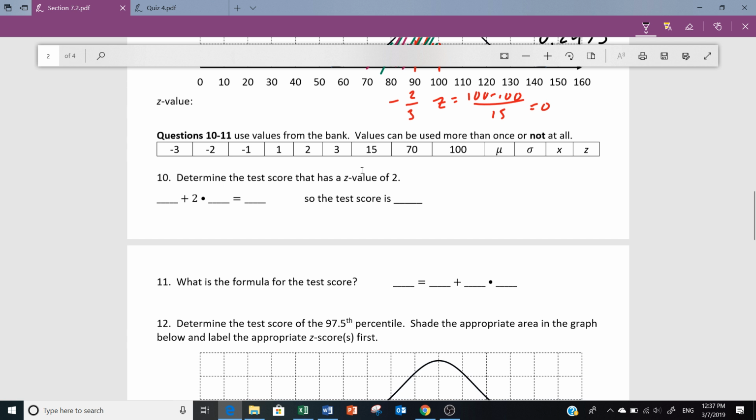So let's go ahead and write down the answer to number 10. It's 130, but good, I want us to use this formula here because it's going to get harder. So it's 130.